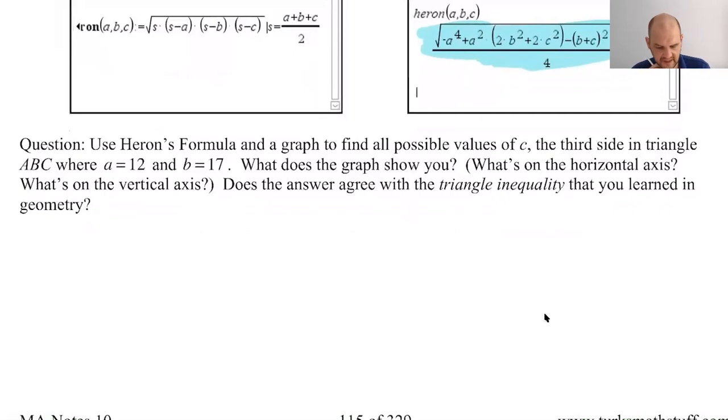Use Heron's formula and a graph to find all possible values of C, the third side, when A and B are given. So we know A is 12 and B is 17. Okay, so what does a graph show? Let's go back to the calculator and see what we're doing.